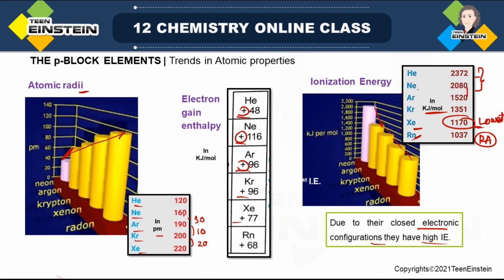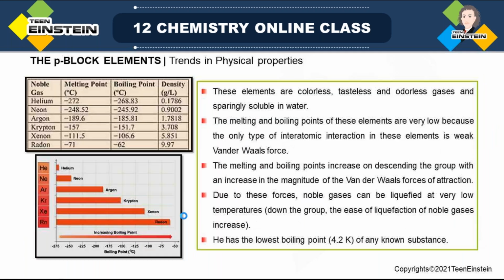Okay. Any doubt in these 3 atomic properties? Atomic radii, electron gain enthalpy, ionization energy. Physical properties, that is melting point, boiling point, density, all these. These elements are colorless, tasteless, odorless, and water solubility is also not good. And if we see their melting and boiling points, they are very, very low.